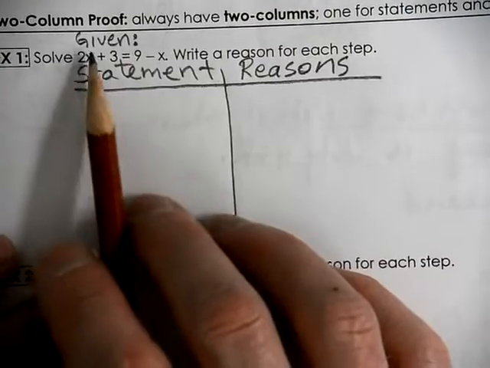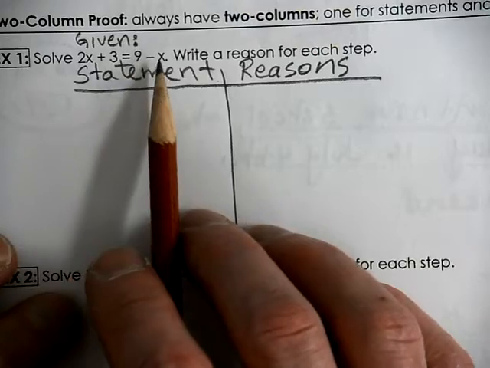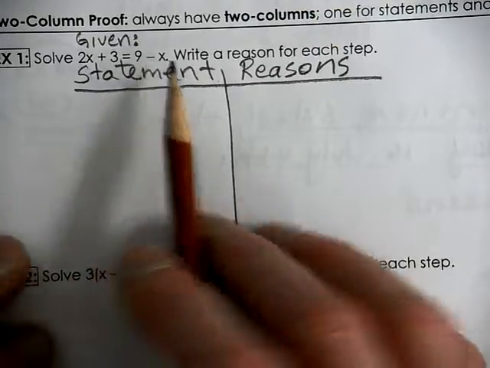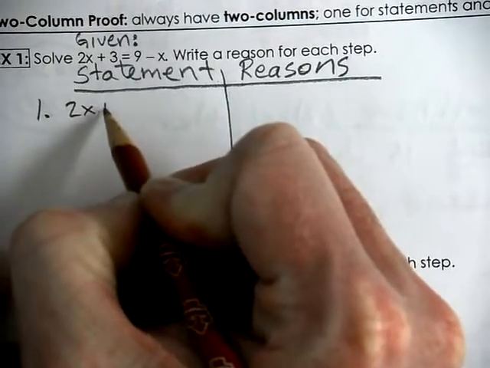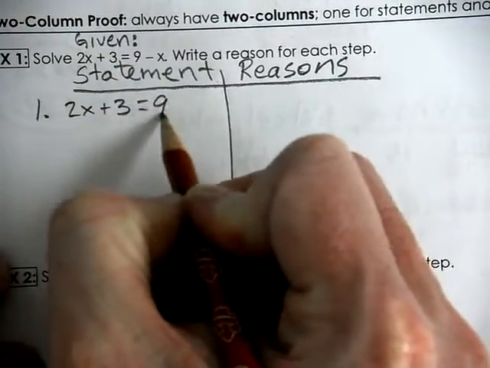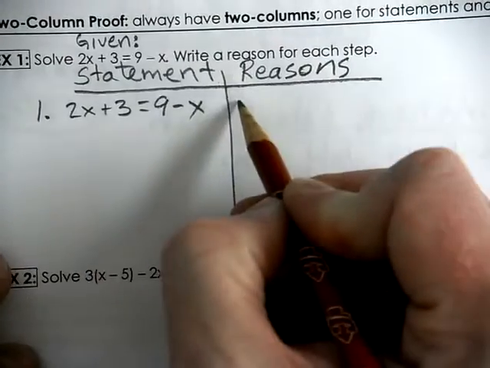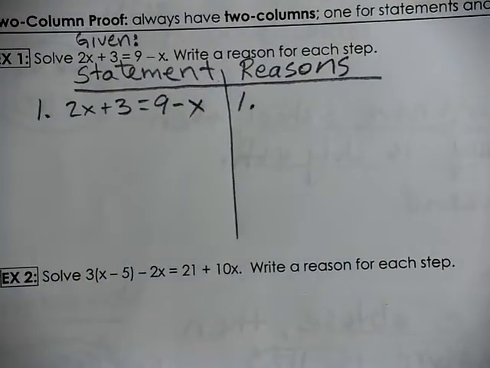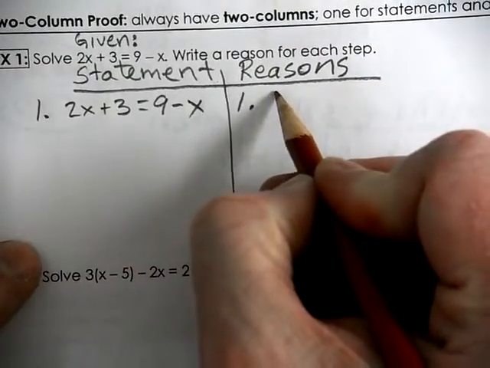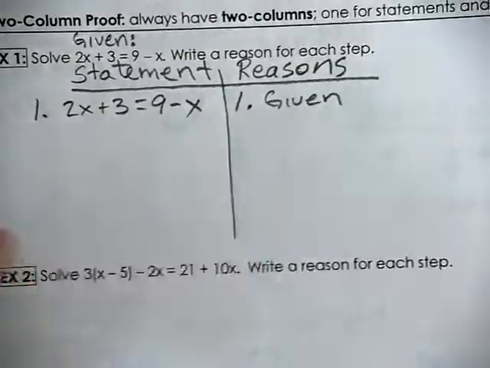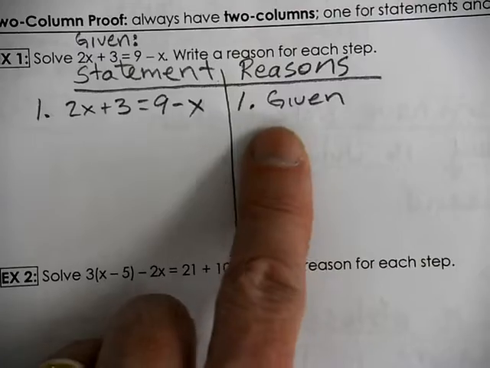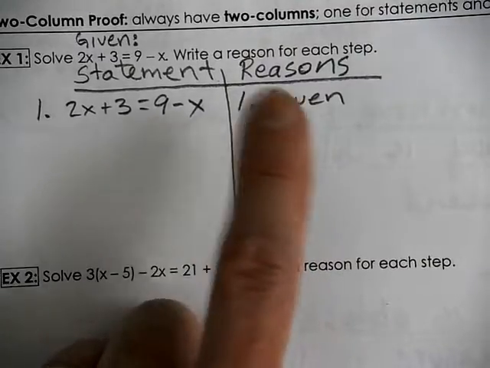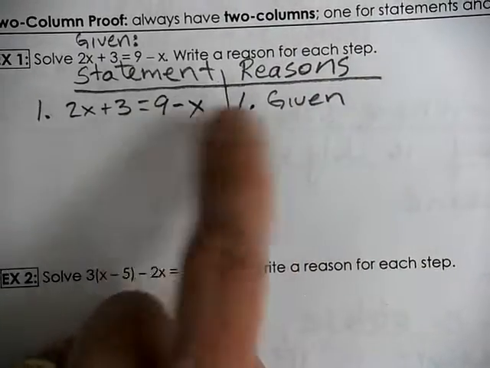So this is our given. 2x plus 3 equals 9 minus x. So that's going to be our first statement. 2x plus 3 equals 9 minus x. And the reason we have that on our paper is because this comes from the given information. The first reason is most always going to be given, because that's what you're starting with.